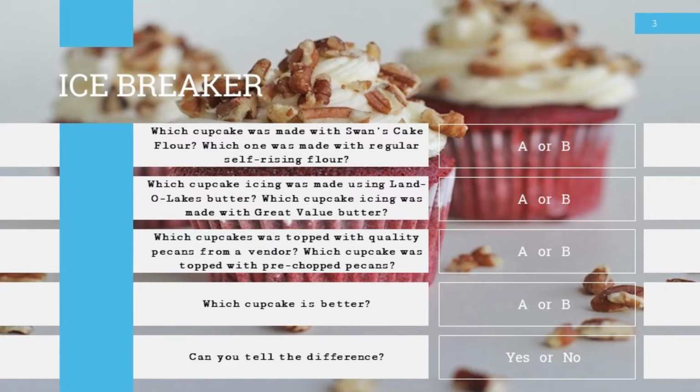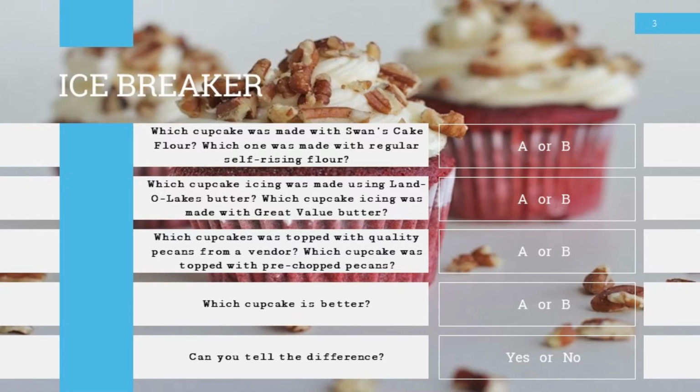The first question that I want you to answer for me about the cupcakes is, one of these cupcakes was made with brand name self-rising flour. The other cupcake was made with Great Value flour. Can anyone tell me which one of these cupcakes is made with the name brand flour? Which one is made with the off-brand flour? Okay, it's kind of hard to tell. Okay, let's go to the next question.